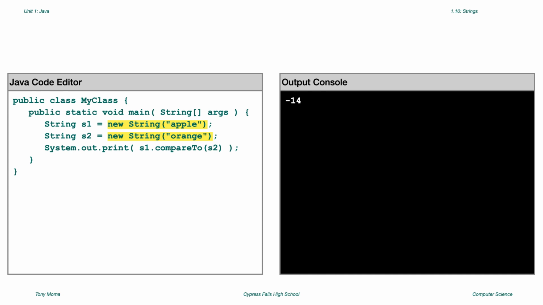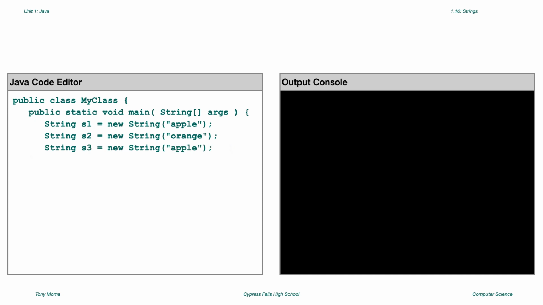Now, suppose I flip s2 and s1. Now I'm making s2 the comparing object and s1 the parameter. Since orange comes after apple, since the comparing object comes after the parameter, a positive value should get output. And that's what happens. A positive number gets printed. Once again, 14 isn't significant. All we care about is that a positive value got returned.